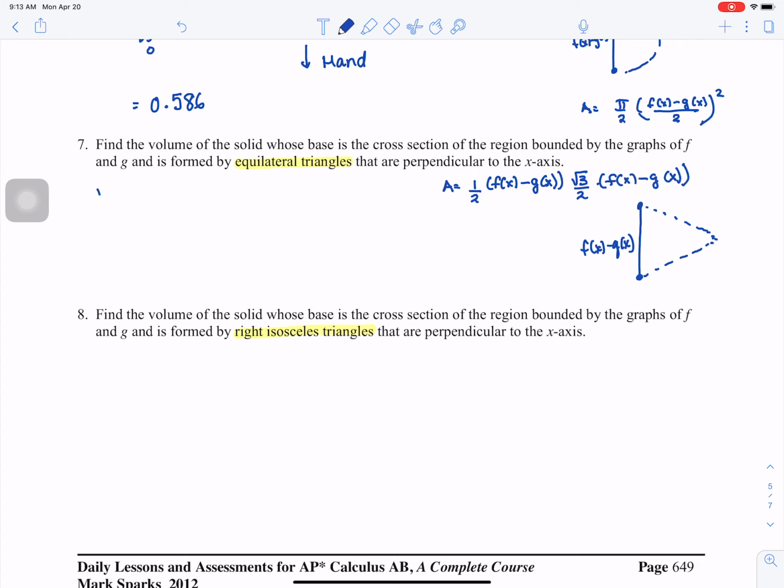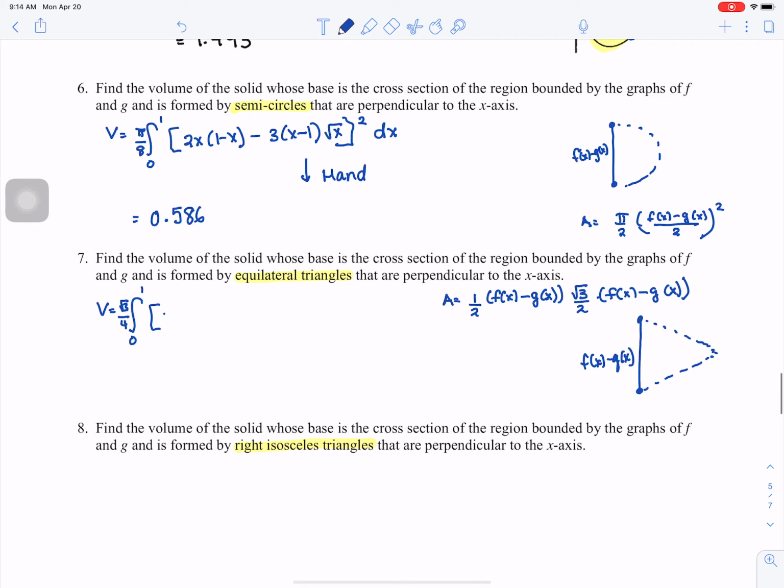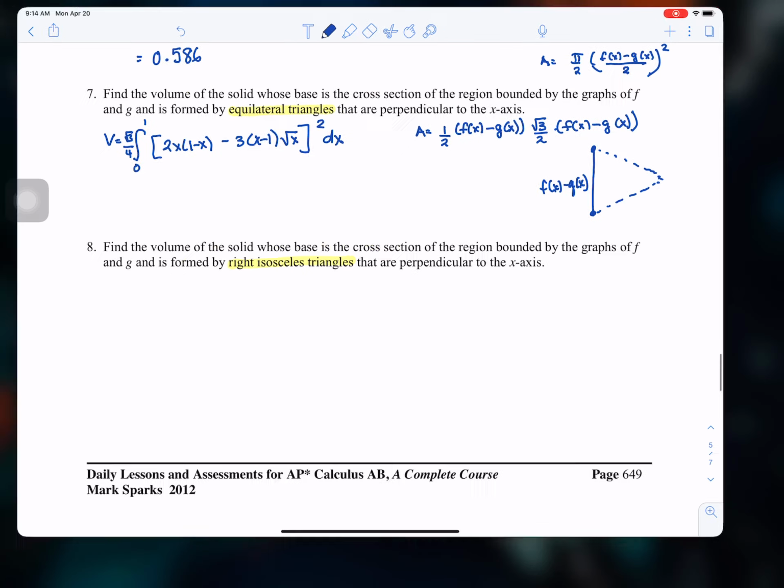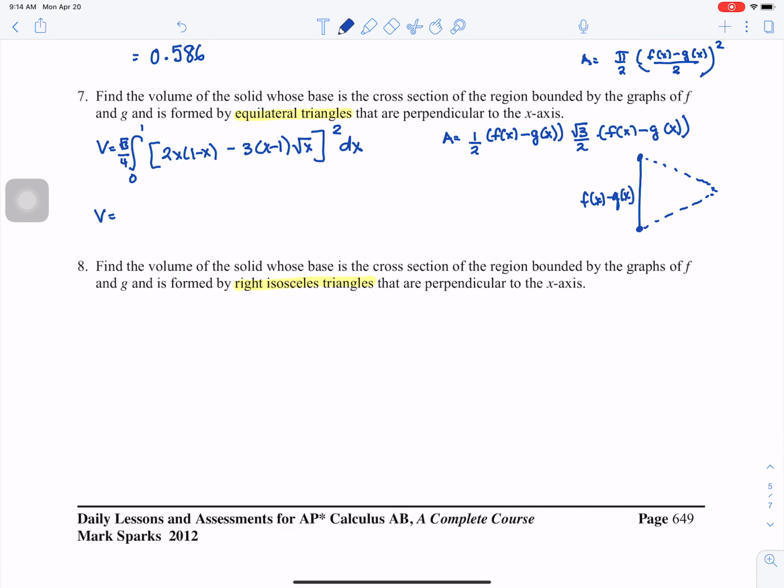So the volume would be the integral from 0 to 1. The constant out front would be root 3 over 4. And then I would do my f of x minus g of x, so 2x(1 minus x), minus 3(x minus 1) root x, all squared with respect to x. And when you work this one out, you should get 0.646. Again, you should be able to do it by hand or with the calculator.